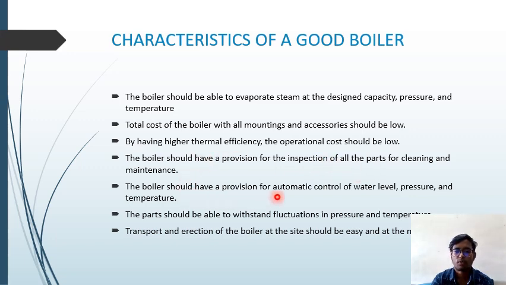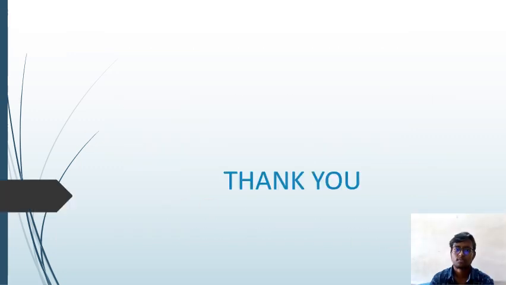The boiler should have a provision for automatic control of water level, pressure and temperature, so that it is really easy for the operator to operate the boilers. The parts should be able to withstand fluctuations in high pressures and temperatures. Transport and erection of the boiler at the site should be really easy and at the minimum cost.